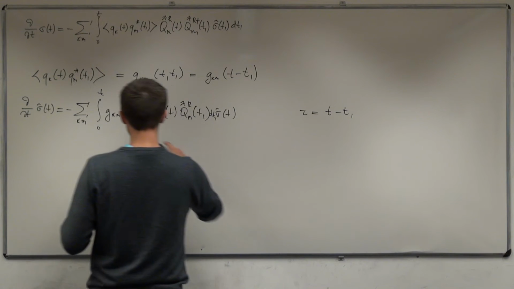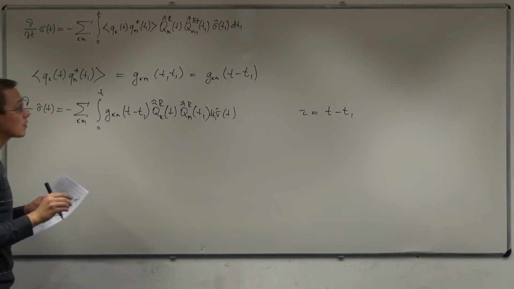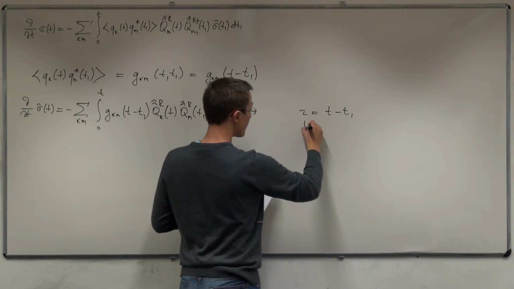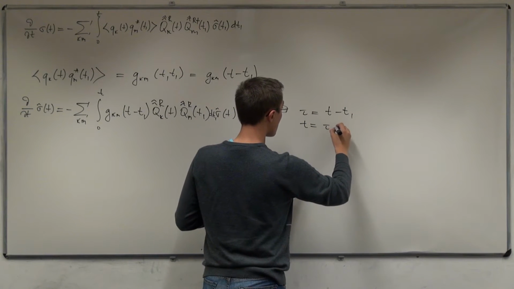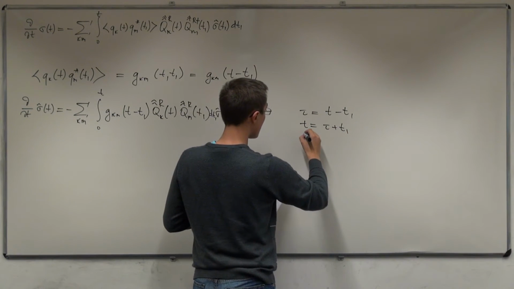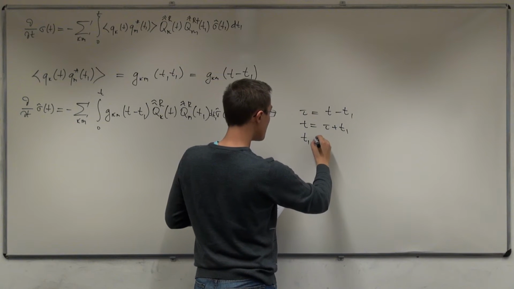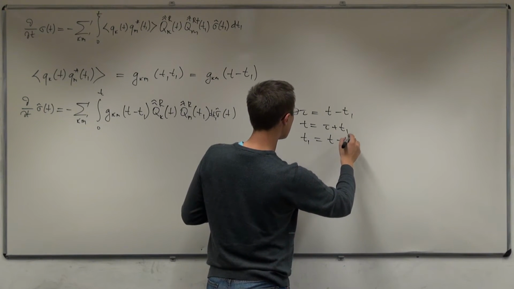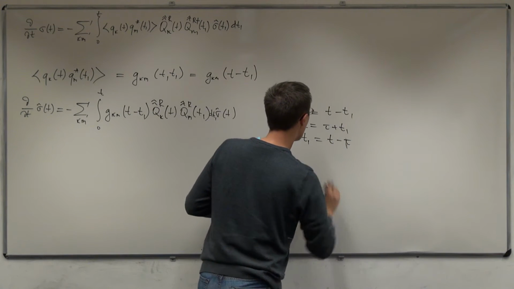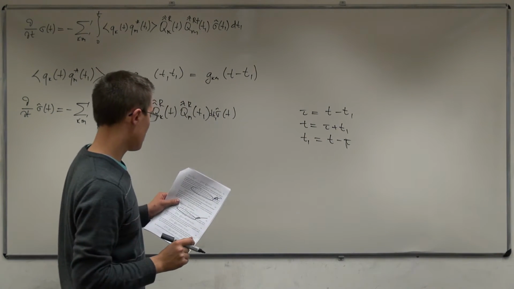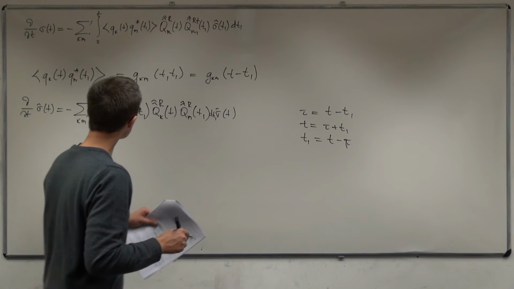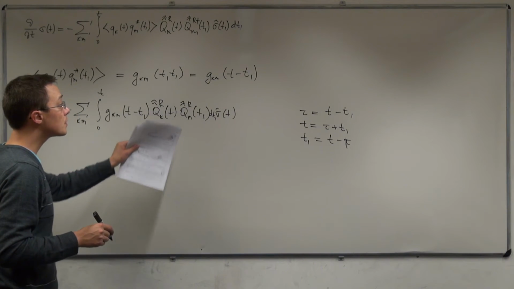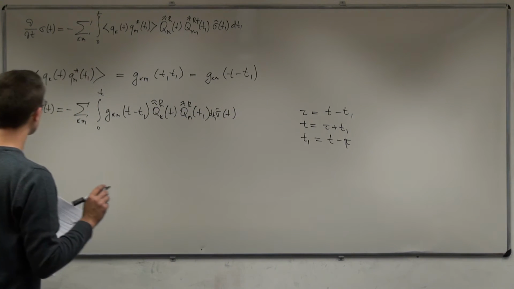So just making this a function of tau, and then t is tau plus t1, and t1 correspondingly is t minus tau. Is that right? Yep, it is. So let's replace all the instances of t1 with t and tau.